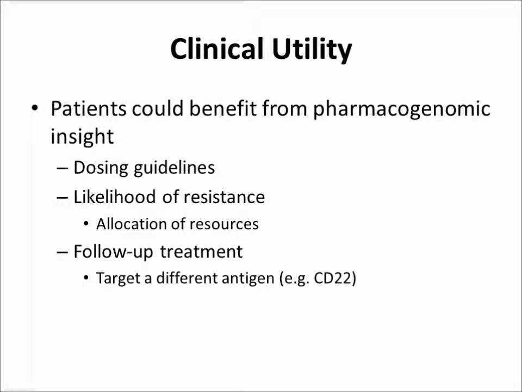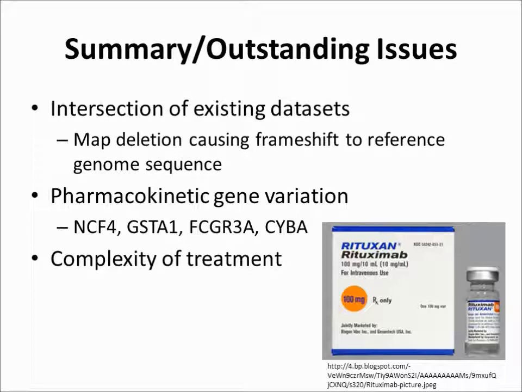Rituximab is a drug that could benefit from pharmacogenomic insight. Identifying patients who are likely to become rituximab resistant or may be resistant from first dose helps formulate treatment strategies. Given that the cost per infusion runs at between $5,000 and $10,000 in the US, it's important to allocate the resources to the treatment with the greatest chance of success in each patient.